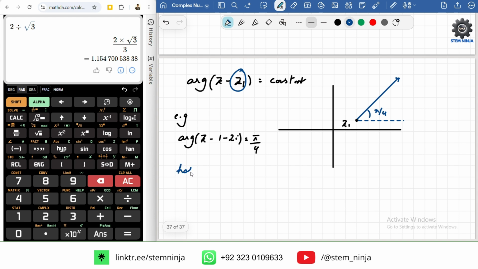So in short, this is a half line originating at this particular z1, and it will have a specific gradient, and the gradient equals tan of the argument of z minus z1, whatever is given to you. Okay, so if they ask you for a Cartesian equation, you can find that easily. Alright, so let's see some questions regarding this.